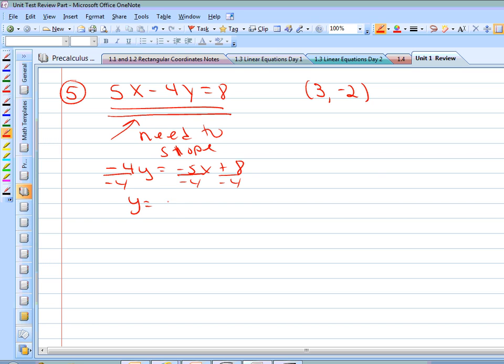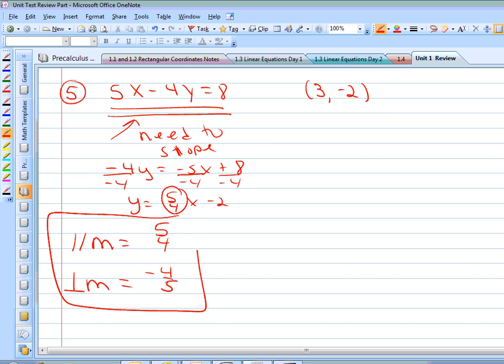And we get y equals 5/4x minus 2. All right, the slope of this line is 5/4. If we want a line parallel, our parallel slope would be the same, 5/4. If we want a line perpendicular, a perpendicular slope would be -4/5. So these are our two slopes we're going to use, and this is the point we're going to use. And let's just do point slope form.